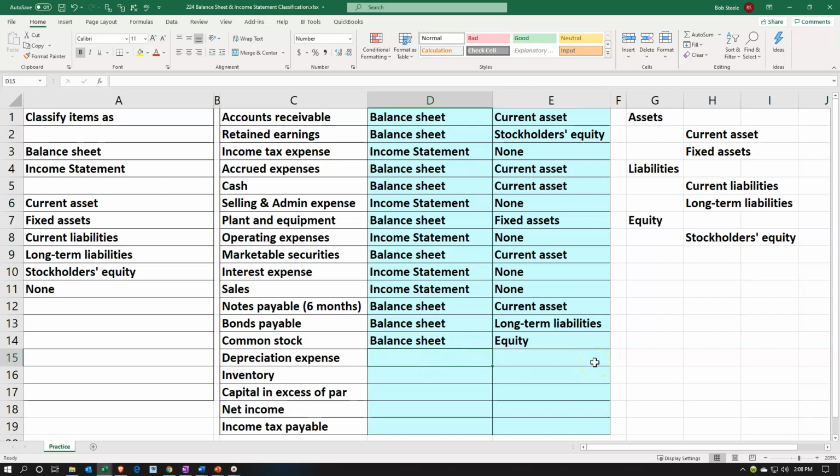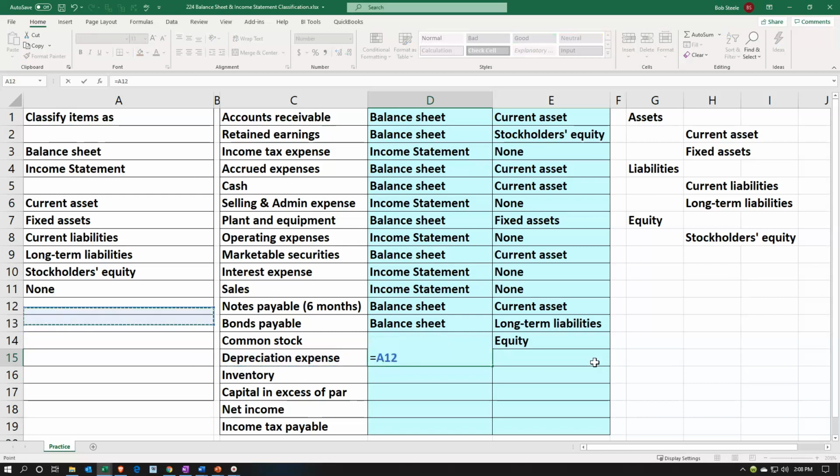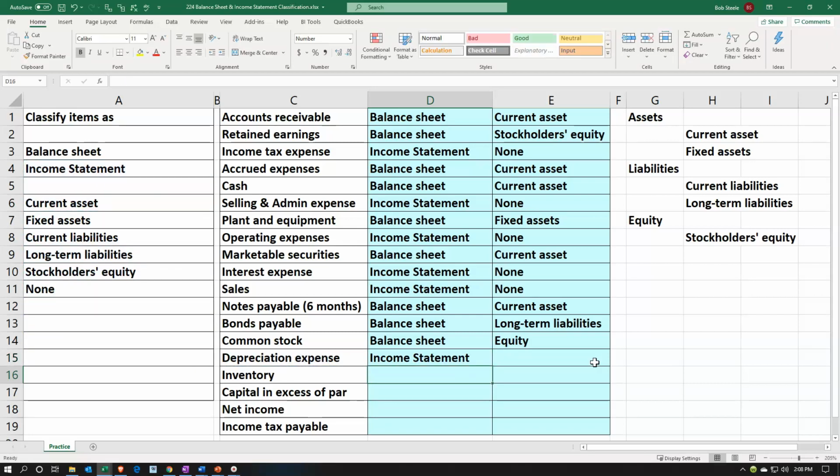Then we have the depreciation expense. Once again, we have an expense in it, and expenses are going to be income statement accounts. Subcategory of the income statement is simply going to be none, because these subcategories all represent the balance sheet.